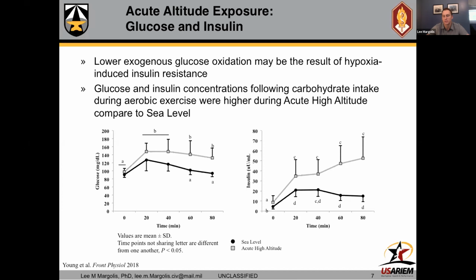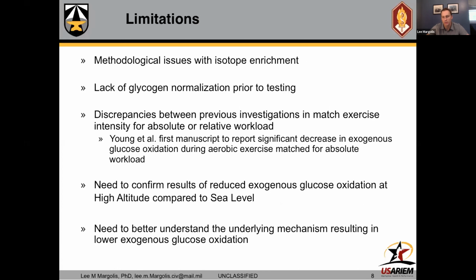So this may suggest that there is some physiological decrement that's blunting peripheral tissue from being able to be insulin sensitive, take up that exogenous glucose that was consumed during exercise, potentially resulting in the lower exogenous glucose oxidation rates that we observed. There were, however, some methodological issues with this analysis.